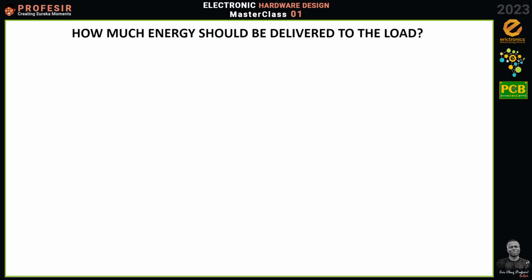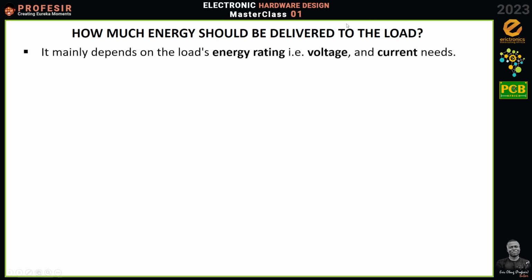Now, the question about how much energy should be delivered. The first thing is that it mainly depends, like I said earlier, on the load. The amount of energy that needs to be delivered is decided by the load. So if my light bulb is, let's say, 9 watts, then the circuit that I'm building should be able to transmit 9 watts of energy from the power source to the load. I can't do anything else apart from this. So your load dictates what your circuit has to be.